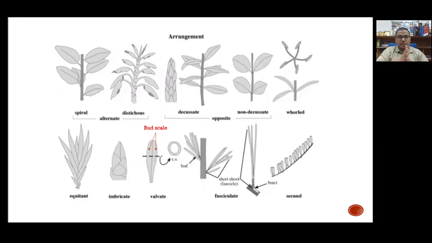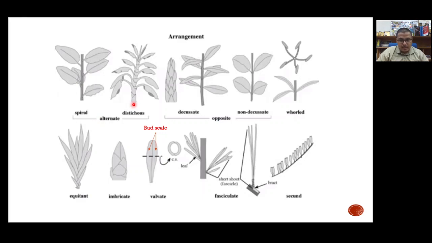Now, arrangement of the leaves. There are a number of different kinds of arrangements. There's a spiral arrangement of leaves, and that's very common. And there is an arrangement that is called distichous. This is also an alternate arrangement of the leaves, which means that the leaves on the stem go alternately.